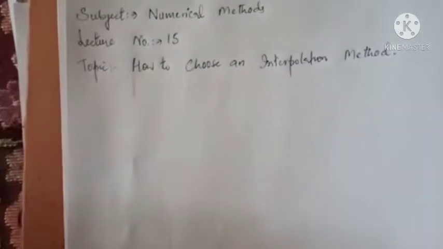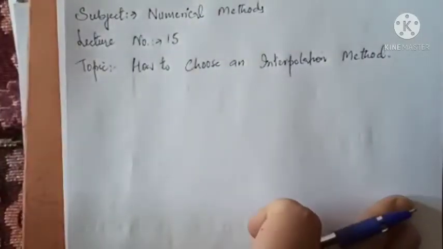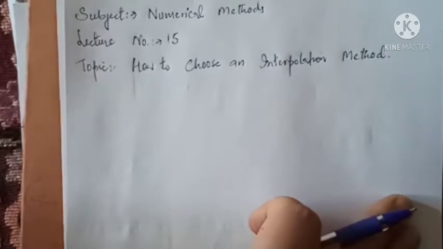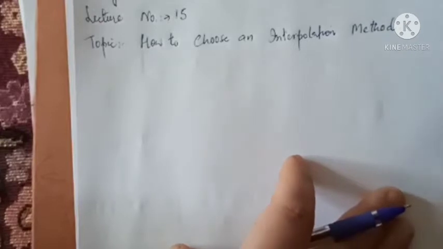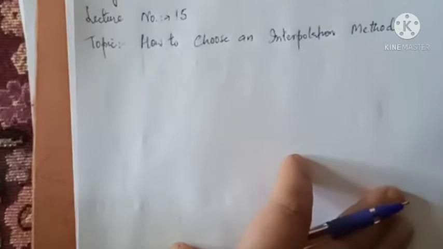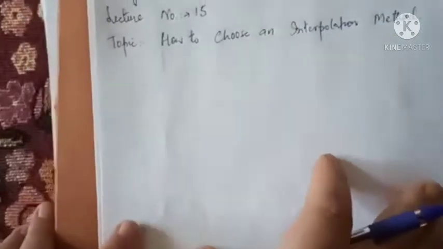Today we will see lecture number 15 from the subject numerical methods, and today's topic is how to choose an interpolation method. In the last lecture we saw what is an interpolation and what are the different methods of interpolation which we have. Now the question is, if we have lots of interpolation methods for estimating any value which is not known to us, then how can we choose any one amongst them, and which one is better at which place. Today we will see that.